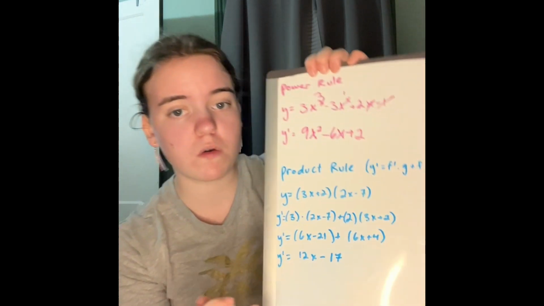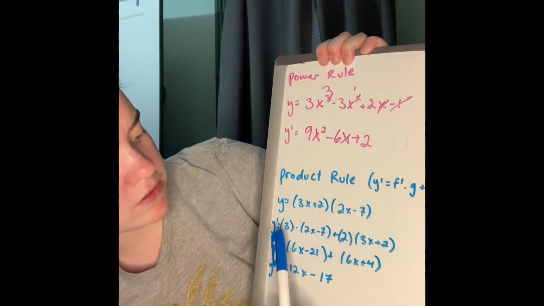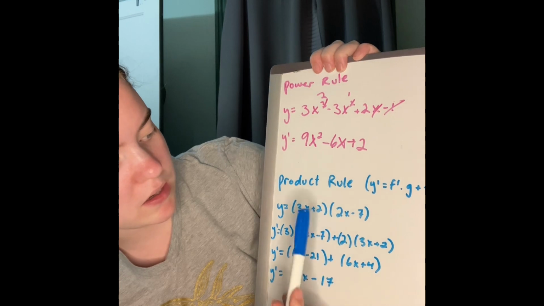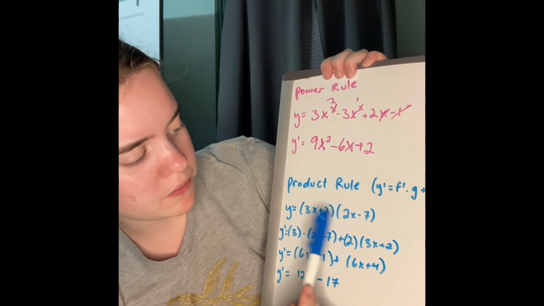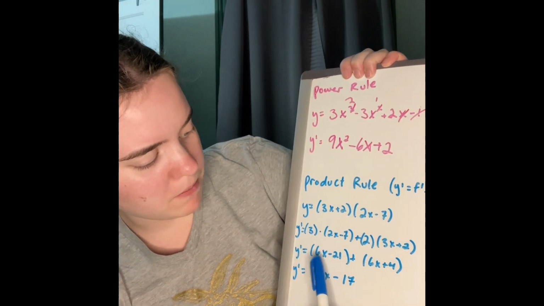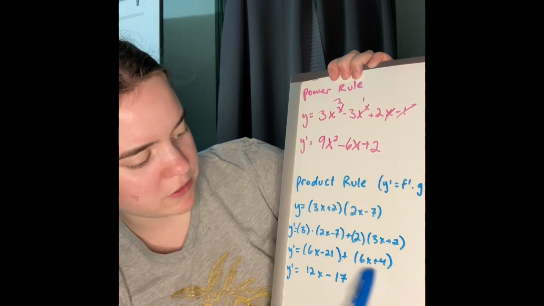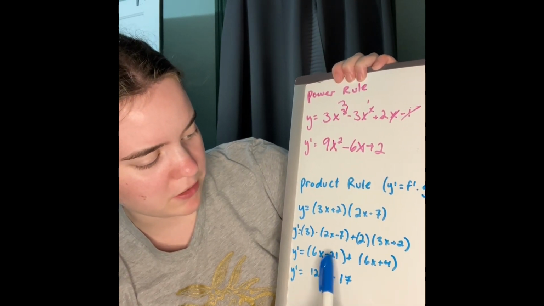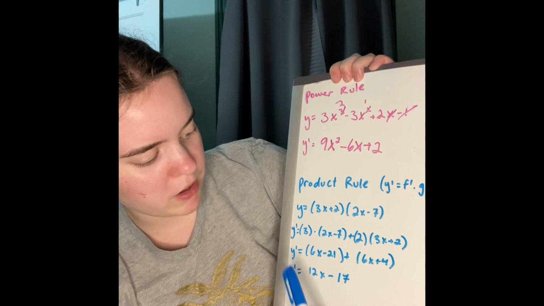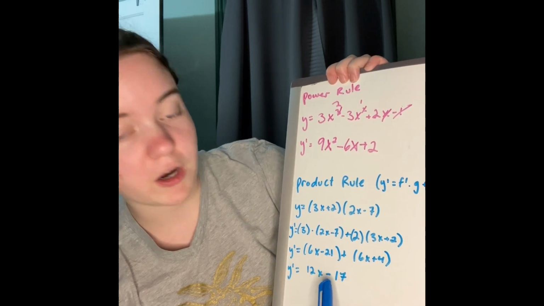But here we go. We go through, so the derivative of this is 3 times the second. Derivative of this is 2 times the first. And then you multiply each of these together separately, and then finally you add them together. So 6 plus 6, 12x, negative 21 plus 4, 17. And that's the product rule.